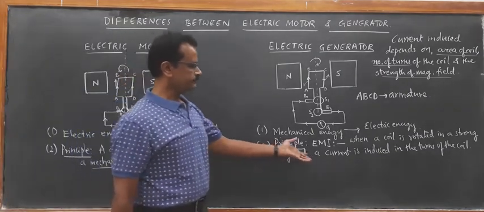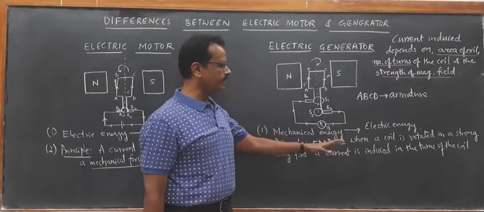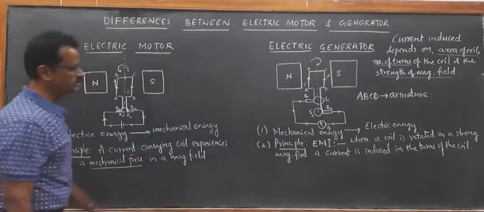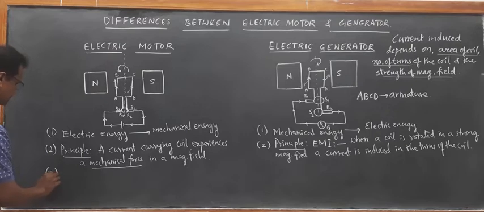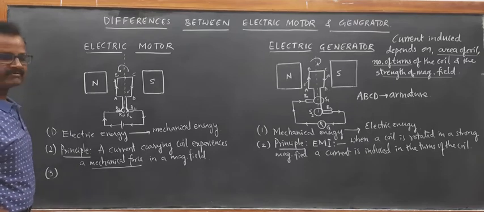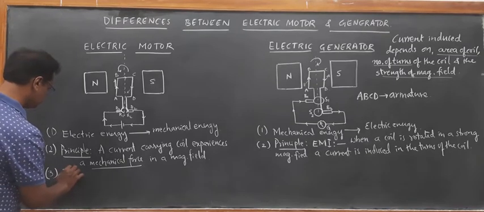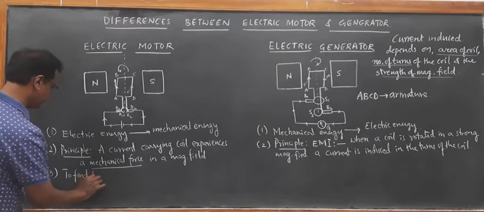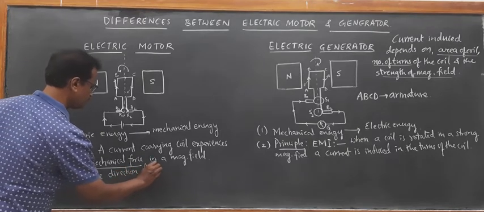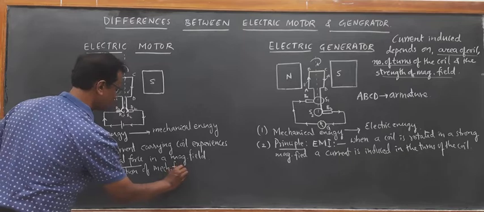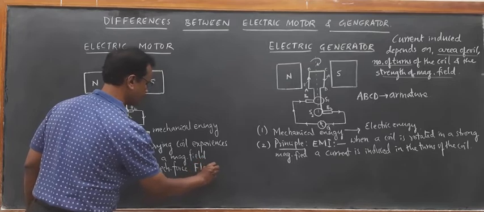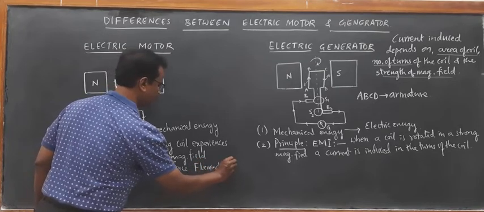Here, a coil rotated with an external mechanical force in a strong magnetic field produces a current. So this is the second difference. The third difference is, to find the direction of mechanical force, we use Fleming's left hand rule.